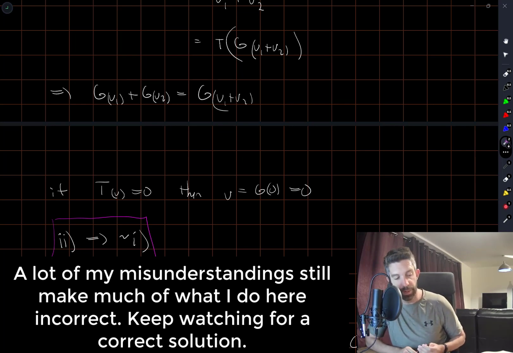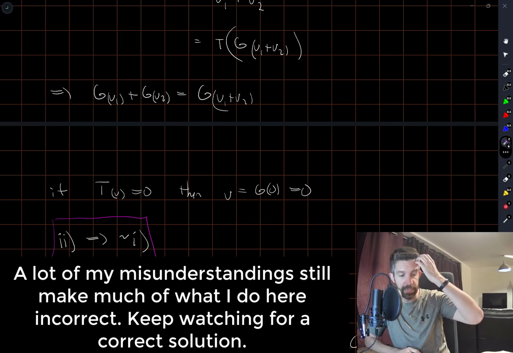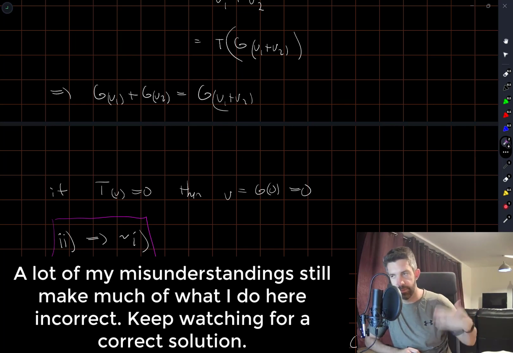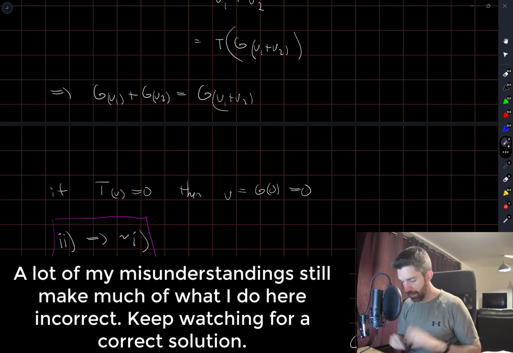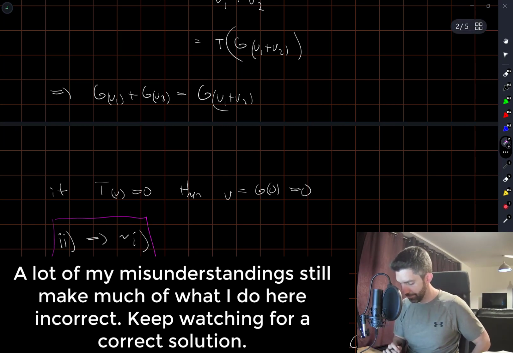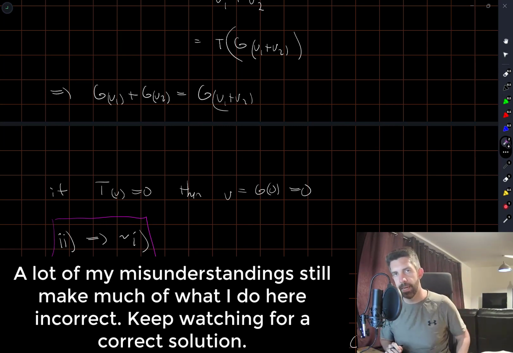I still don't like the wording of the question. Tx equals v has a solution x in V for every v in V. But it really should say has a unique solution, because reading it typically you wouldn't assume uniqueness. Anyway, pretty long roundabout way of doing this, way more time than it should have taken, but overall we got there. If I have any more to say about it, I'll put it down in the description.